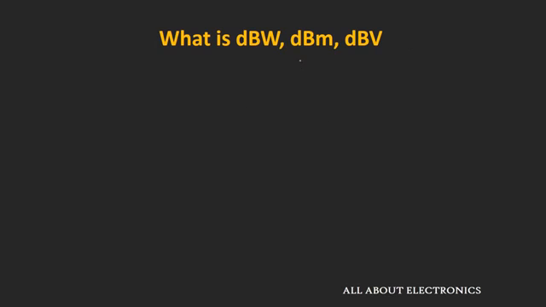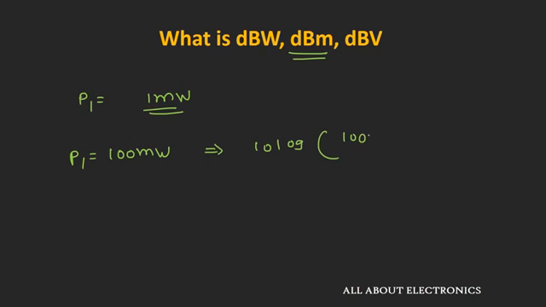Now let us talk about dBm. Whenever we represent any power P with respect to 1 milliwatt of reference power, it corresponds to dBm. So let us say I have 100 milliwatt of power, and I want to represent it in decibel form with respect to 1 milliwatt. It can be represented as 10 log of 100 milliwatt with respect to 1 milliwatt, and that will be equal to 20 dBm.